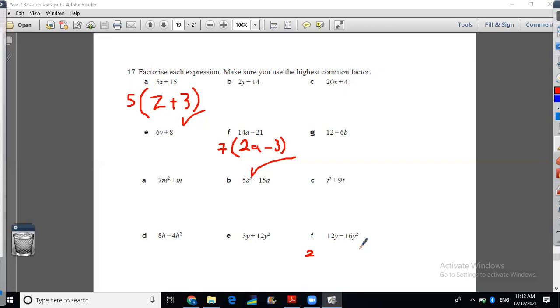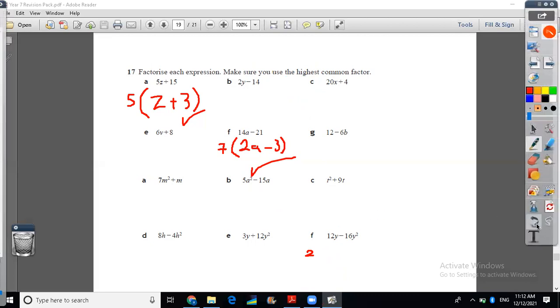You must ask yourself this question, because they wanted the highest common factor. Even if they don't ask for the highest common factor, we still want the highest common factor outside the brackets. So 12 and 16, I can divide them by 2. Yes. Can you divide by a higher number?